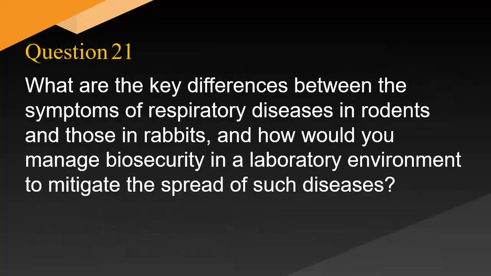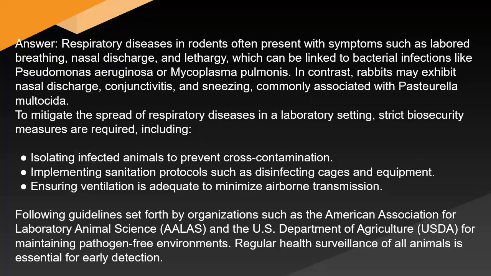What are the key differences between the symptoms of respiratory diseases in rodents and those in rabbits, and how would you manage biosecurity in a laboratory environment to mitigate the spread of such diseases? Answer. Respiratory diseases in rodents often present with symptoms such as labored breathing, nasal discharge, and lethargy, which can be linked to bacterial infections like Pseudomonas aeruginosa or Mycoplasma pulmonis. In contrast, rabbits may exhibit nasal discharge, conjunctivitis, and sneezing commonly associated with Pasteurella multocida.